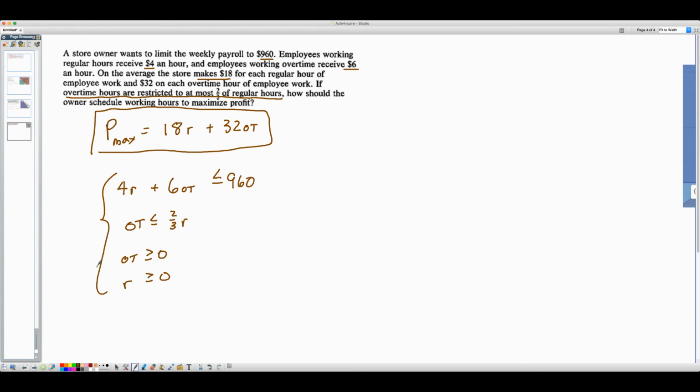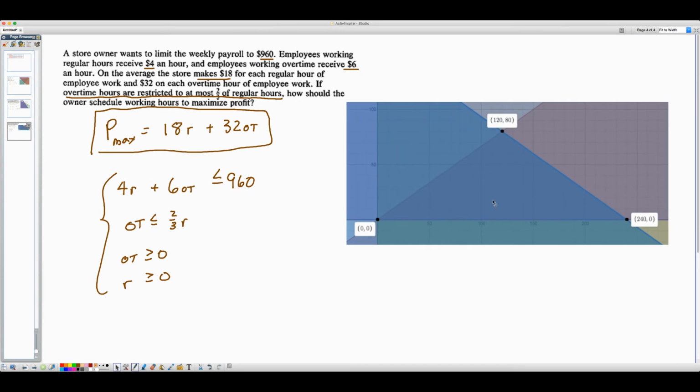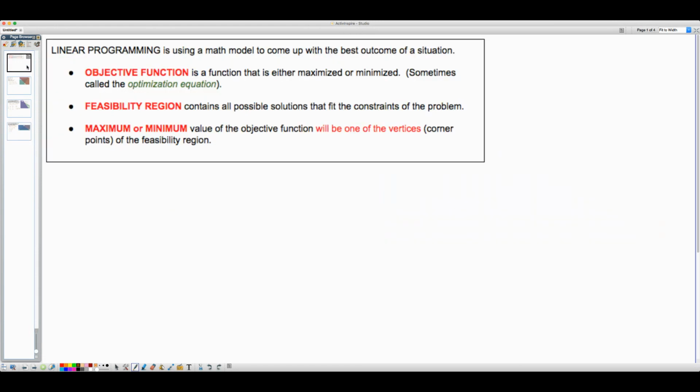I've graphed this already using Desmos, and here's a picture of the graph. And I come up with this dark blue feasibility region with these 3 vertices. And I'll substitute each of those into this optimization equation. I'll let you do it, and you can actually see which of these will come out to be the best. And I believe it's this one. I'm not sure. I think it's this one if I remember. And that is all about linear programming. Good luck and success.